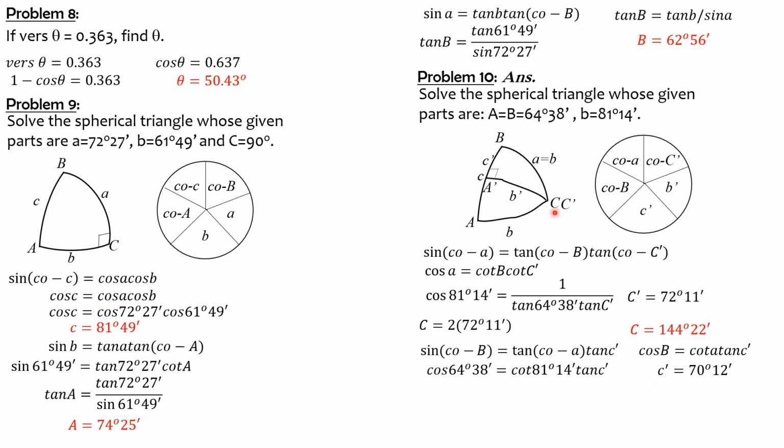And since C is 2 times C prime, the value of C is 2 times 70 degrees 12 minutes, and therefore it is 140 degrees 24 minutes. So the other element, which is A, is equal to B, because this is an isosceles spherical triangle. It is 81 degrees 14 minutes as is shown here.